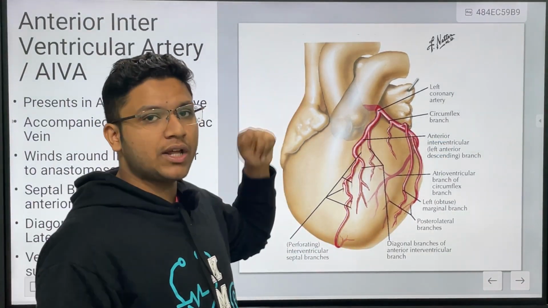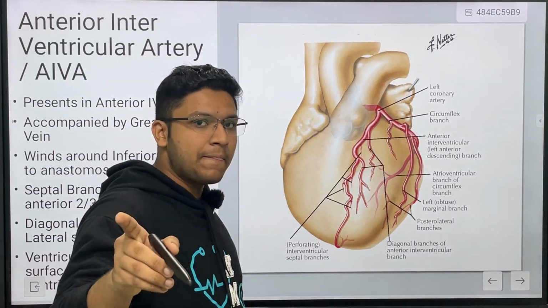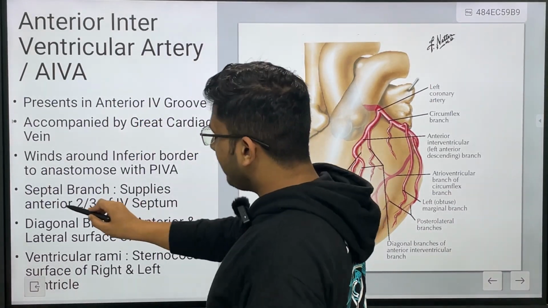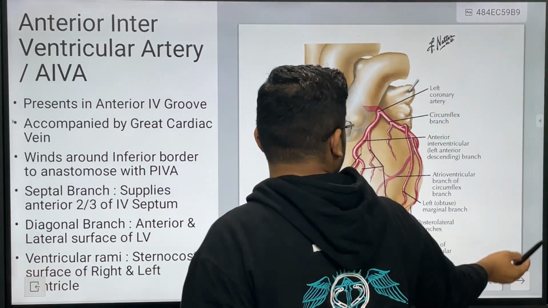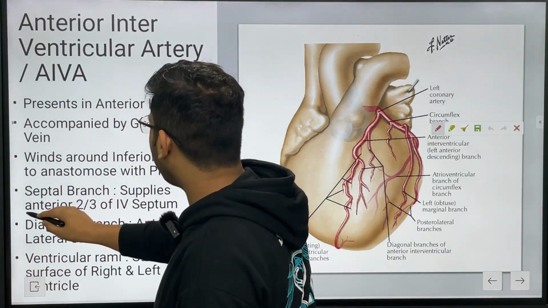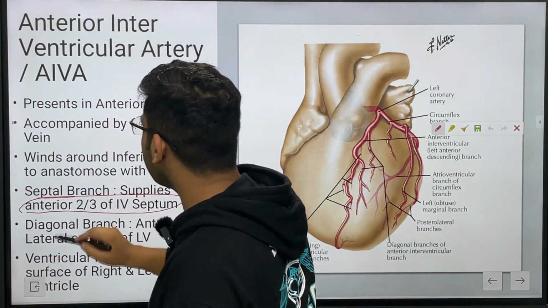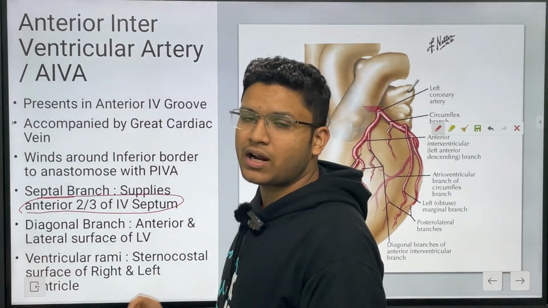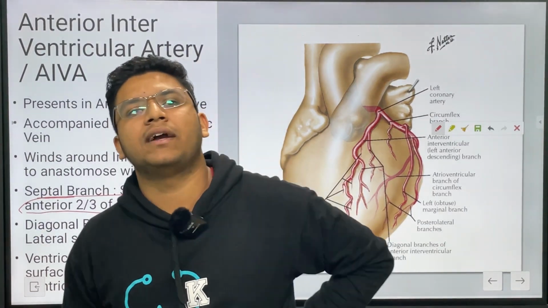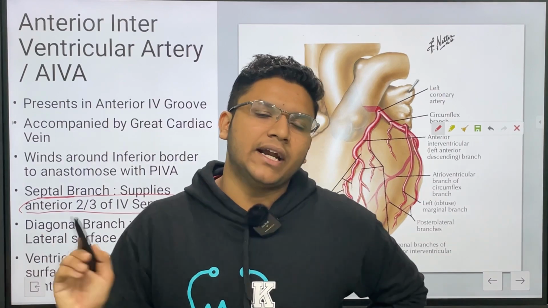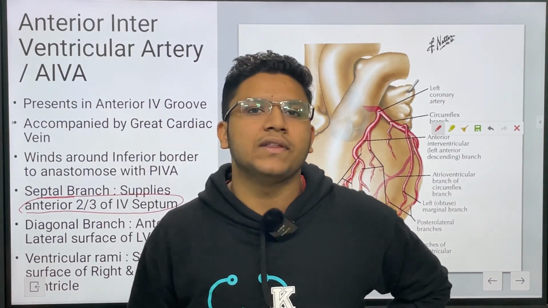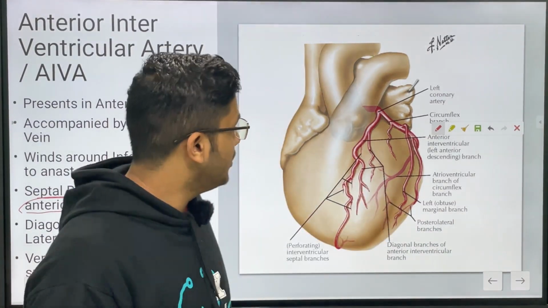We just discussed that the posterior interventricular artery supplies the posterior 1/3, but the anterior 2/3 of the interventricular septum is supplied by your septal branch, which is the branch of the anterior interventricular artery, which is the branch of the left coronary artery. So the anterior 2/3 of the septum is supplied by the left coronary artery, while the right coronary artery gives the posterior interventricular artery, which supplies the posterior 1/3 of your interventricular septum. This is the point to be noted.